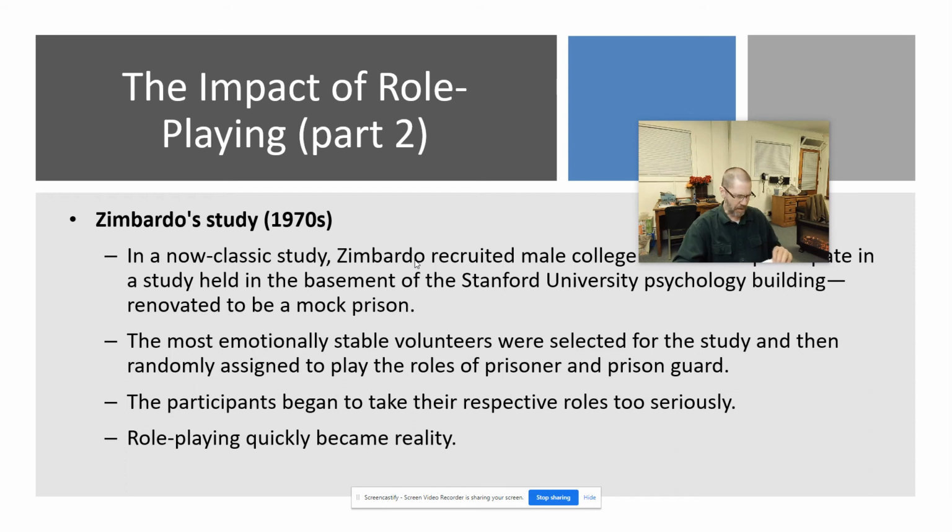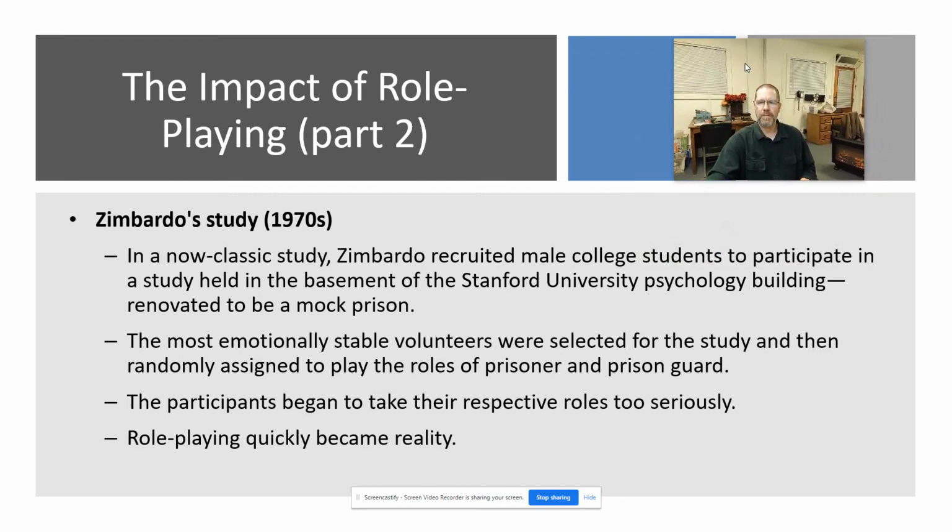So there's Zimbardo, and this is in the 70s. Sorry, I didn't get his first name. I thought I had his first name. So this is Stanford University.